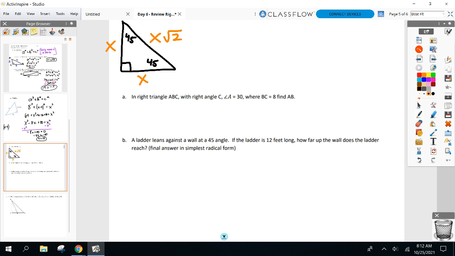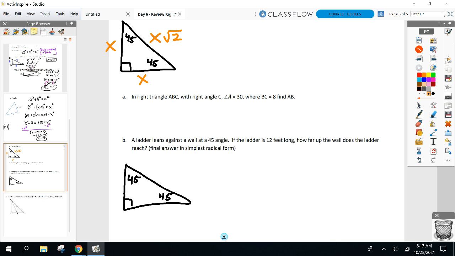Can we draw this first? The ladder leaning against the wall at a 45-degree angle. All right, so just draw your right triangle. Where's the ladder on here? Hypotenuse, correct. There's your ladder, the hypotenuse, and it leans against the wall at a 45-degree angle. So does everybody see this is going to be a 45-45-90 triangle we talked about?